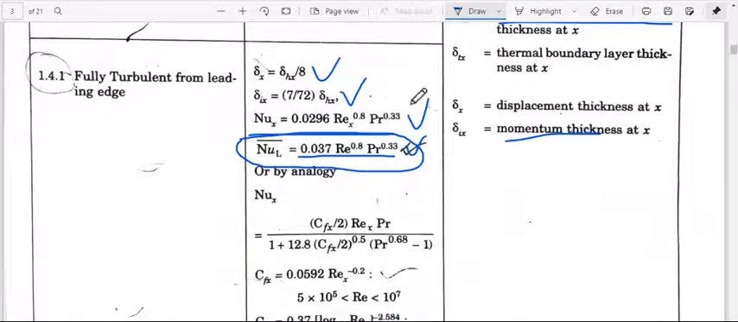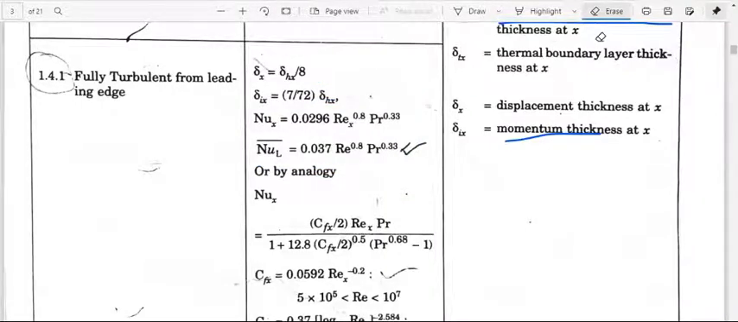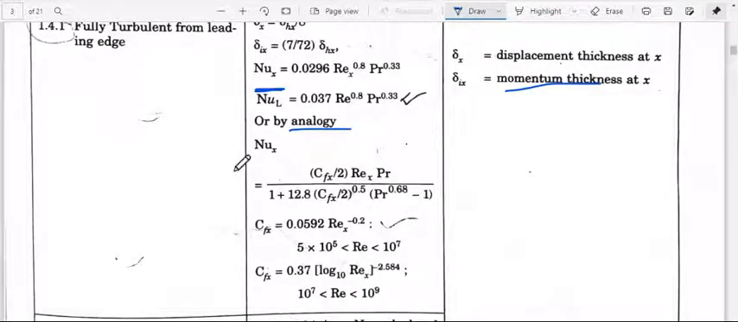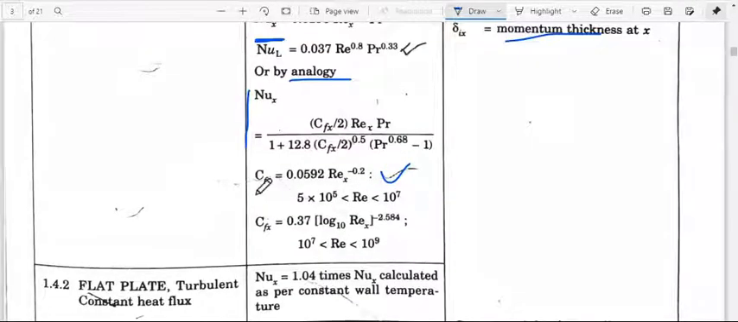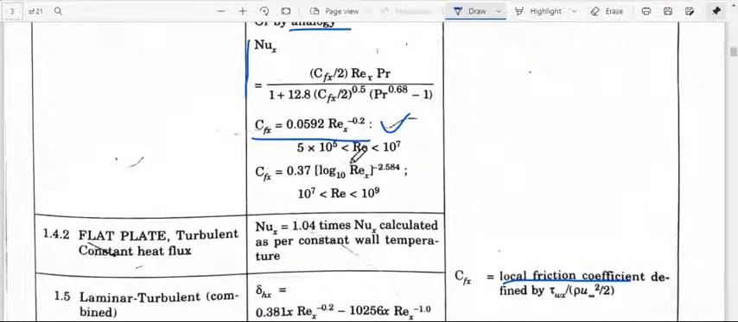This and this are also generalized formulas. In case the L value is given, we need to calculate the average value. We already mentioned in previous classes, any value with a bar over it is the average value. So we need to consider this formula. In case of Cfx, what is Cfx? The local friction coefficient. For the Reynolds number range, we can consider this formula, and for the range 10 power 7 less than Re less than 10 power 9, consider this formula.